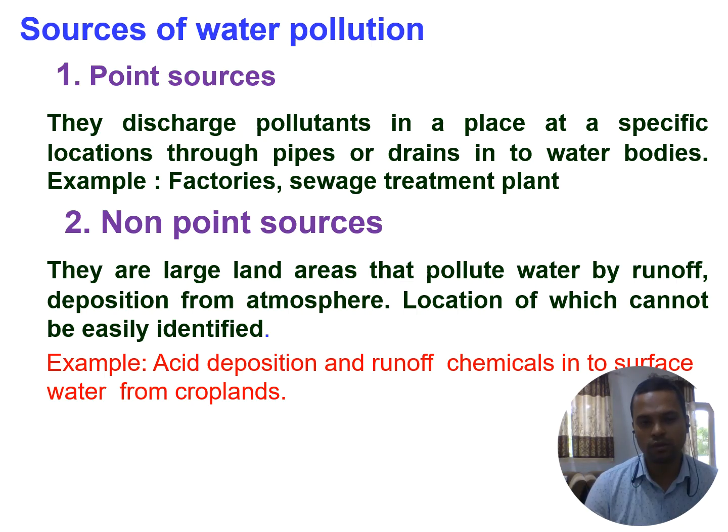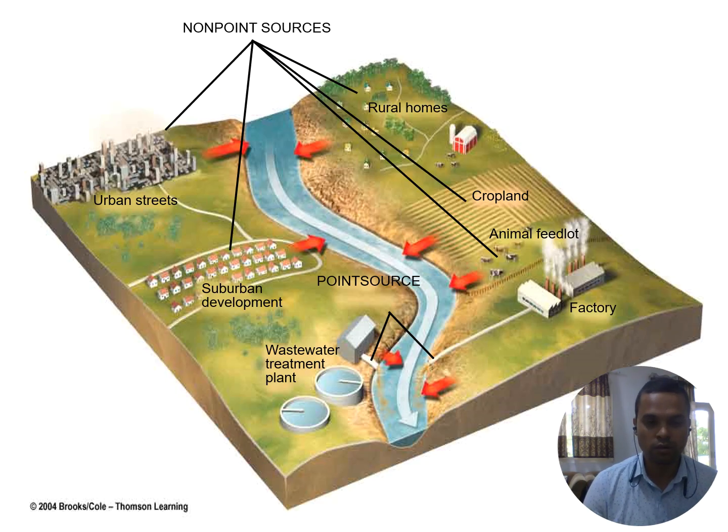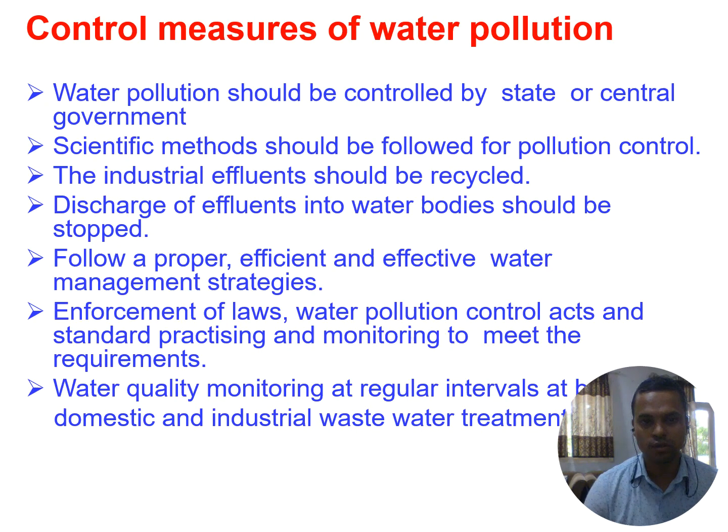Sources of water pollution, we already discussed. One is point sources, where we know exactly where it is coming from, and the other is non-point sources, where we don't know exactly where it comes from. That picture we already discussed. This is the non-point source. During the rain, from where does it come? We don't know.